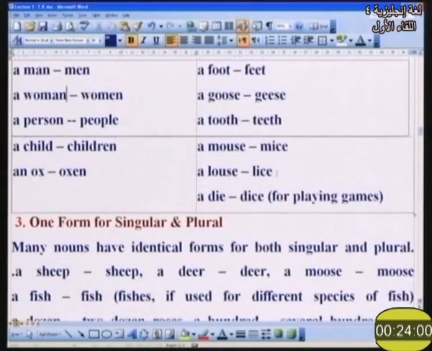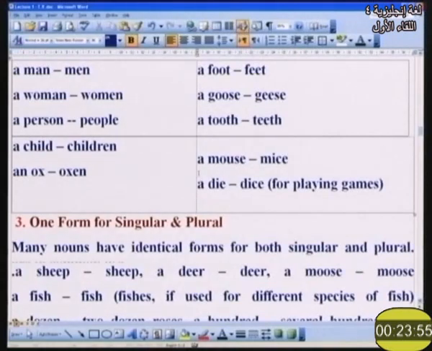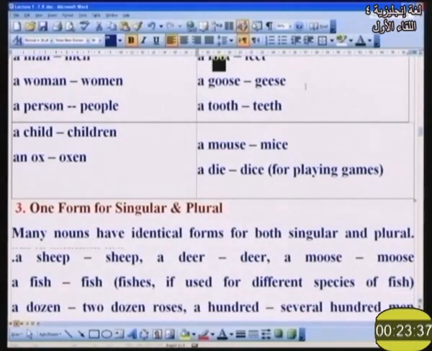Another group is the group of words that have a double O in the middle. A foot, قدم, the plural is. The double O changes to double E. Foot, okay, becomes feet. Goose, اللي هي الوزة, becomes geese. You change the double O into double E. Tooth becomes teeth.